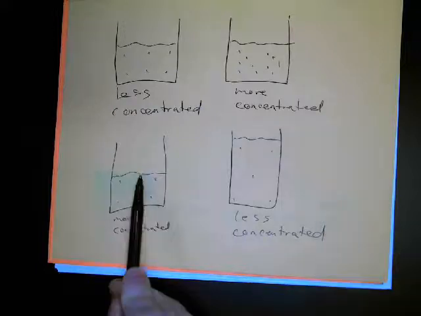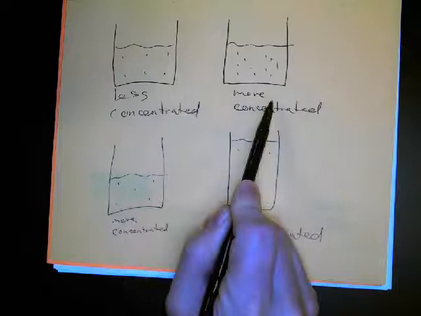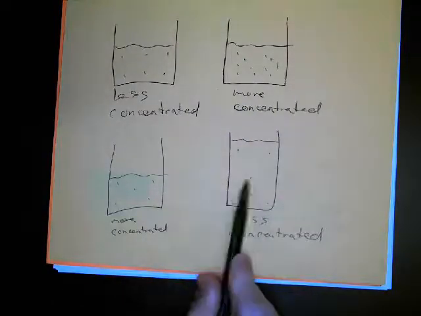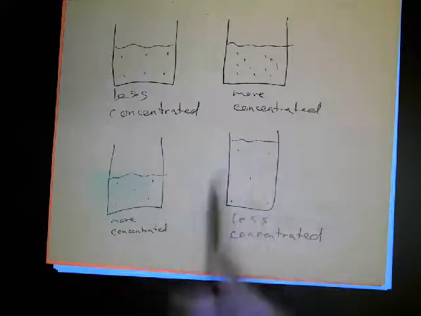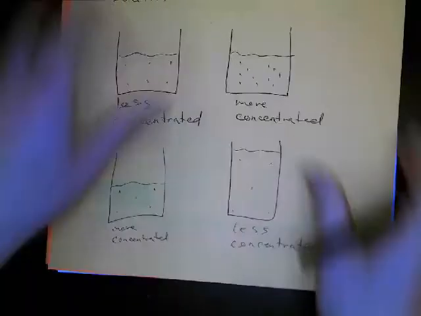So it's not about the actual amount. It's not about who has less volume, right? We saw in here, we have the same amount of volume, but one can still be more concentrated than the other. It's not about the actual physical amount of particles. This one can have the same as this and still be less concentrated. It's about the ratio.